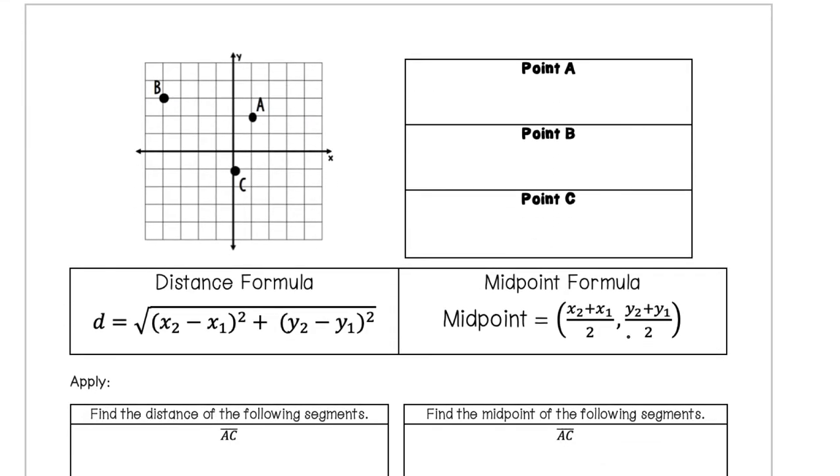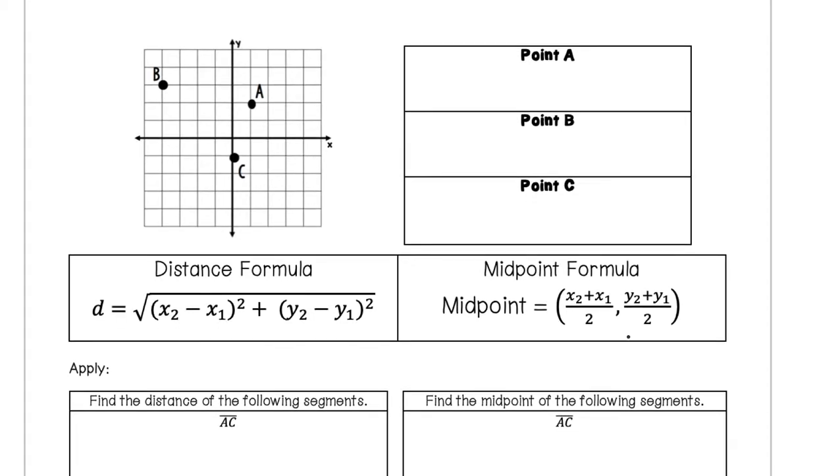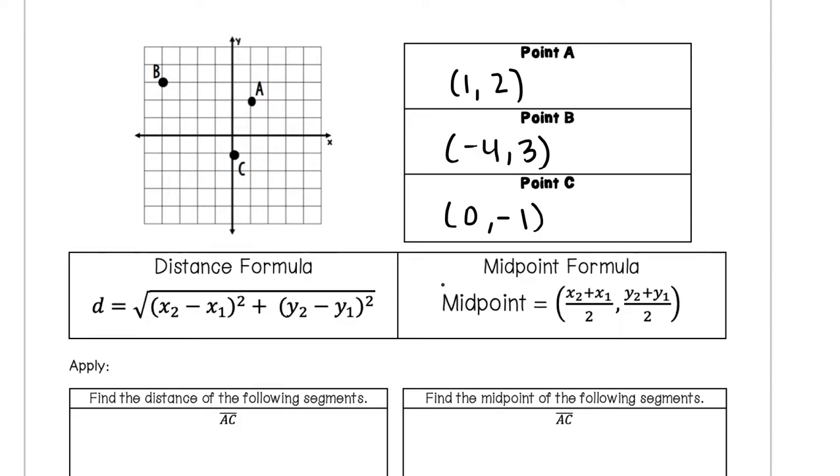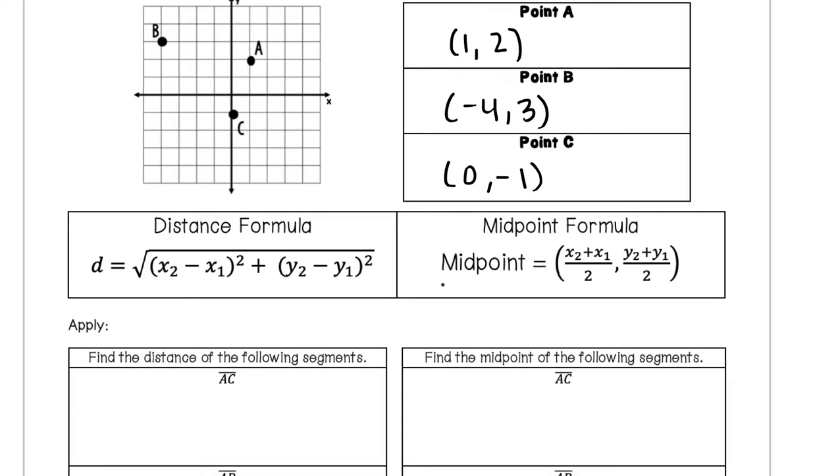All right, so now we're going to use these two formulas to figure out some of the distances of segments and their midpoints. So in this picture, we've got points A, B, and C all in a coordinate plane. Point A is at the coordinate 1, 2. Point B is at the coordinate -4, 3. And point C is at the coordinate 0, -1. We're going to use these along with the two new formulas we just went over to find their distances and their midpoints.